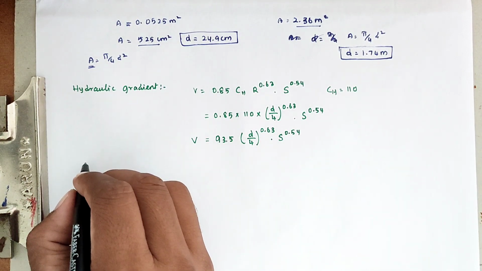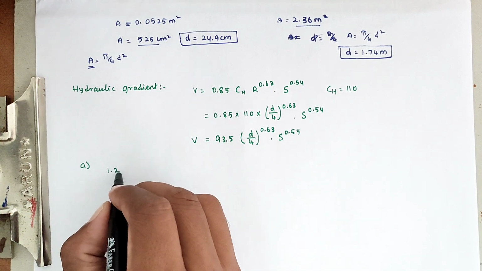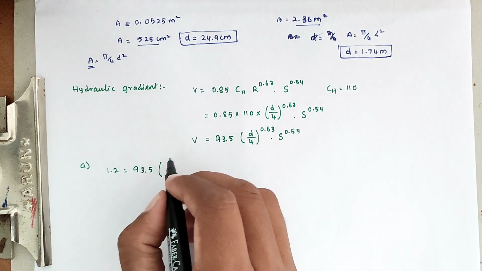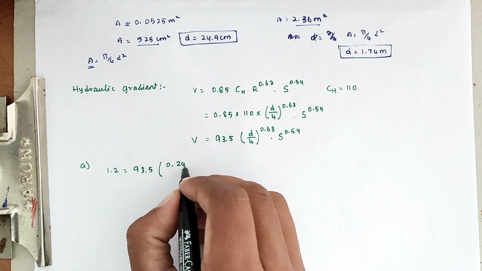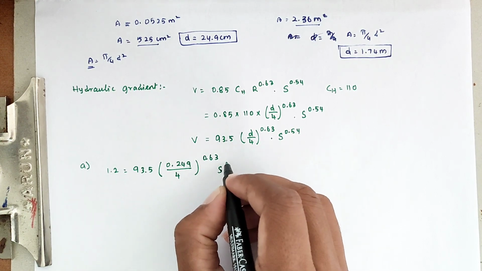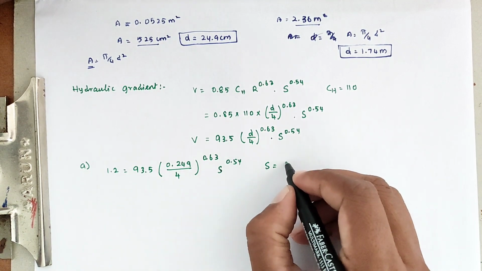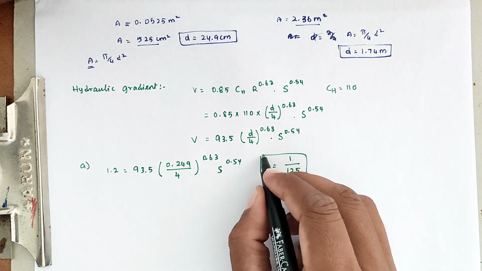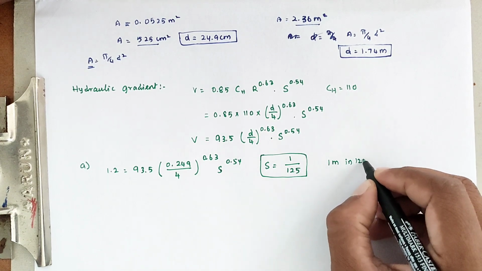Now we find it for the small town. For the small town, the V value is 1.2 equal to 93.5 into D, which we found in centimeter, so we substitute in meter, that is 0.249 divided by 4 power 0.63 into S power 0.54. Here the only unknown is S. Solving this, we got the value of S equal to 1 by 125. So this is the hydraulic gradient for the small city, that is 1 meter in 125 meter length.